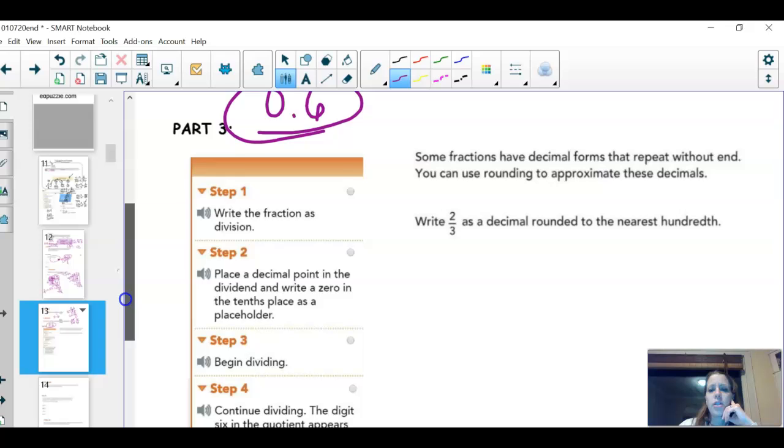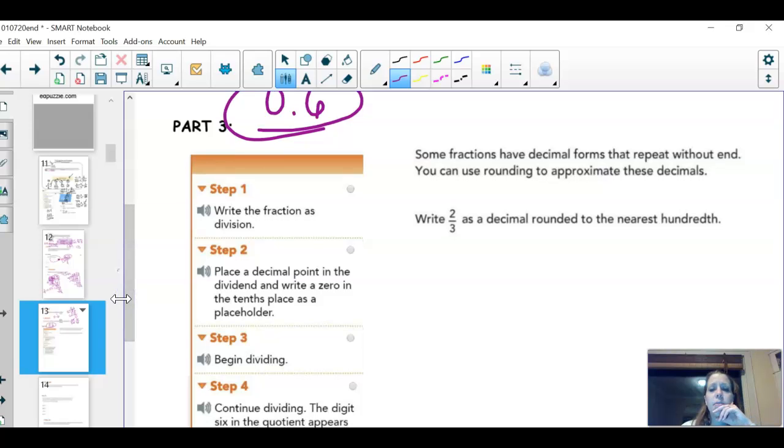Some fractions have decimal forms that repeat without end. Okay, and that's when you're going to round, and sometimes we're going to repeat and repeat. So then I'll kind of show how to do that. Okay, so let's go ahead and look at this one. It says write 2/3 as a decimal, round to the nearest hundredth.